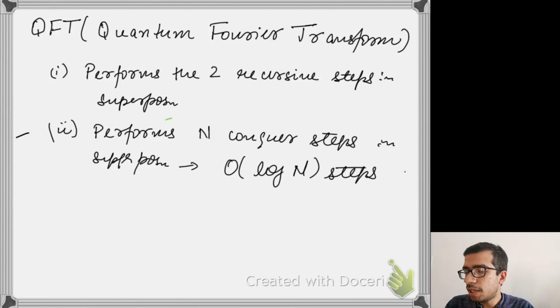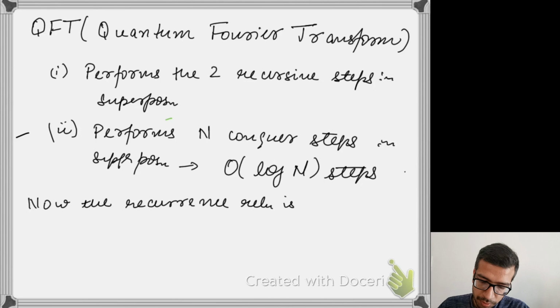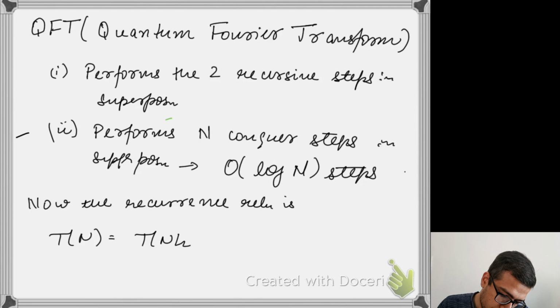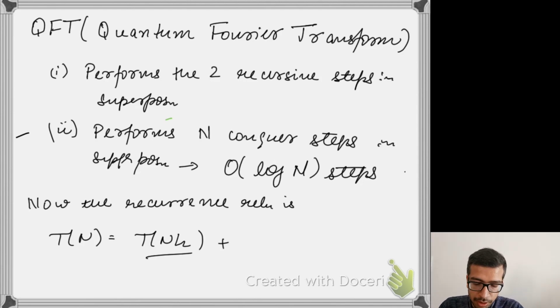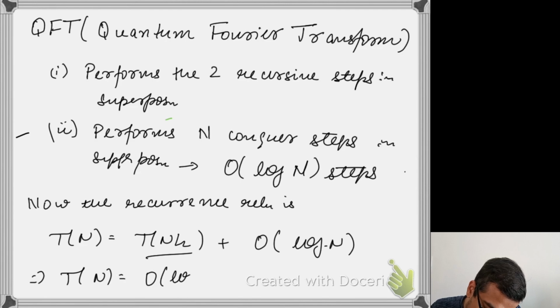Okay, so now the recurrence relation is essentially t of n is t of n by 2. So note that instead of 2 t of n by 2 we have t of n by 2, because the two recursive steps are done in superposition, and then there is an order log n number of steps to perform the conquer step. So if you solve this recurrence, you will get Tn is order of log n squared.